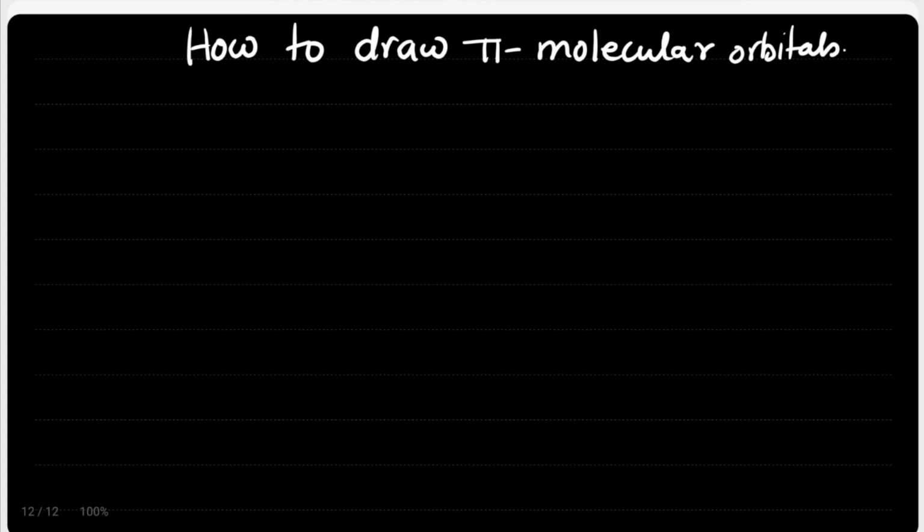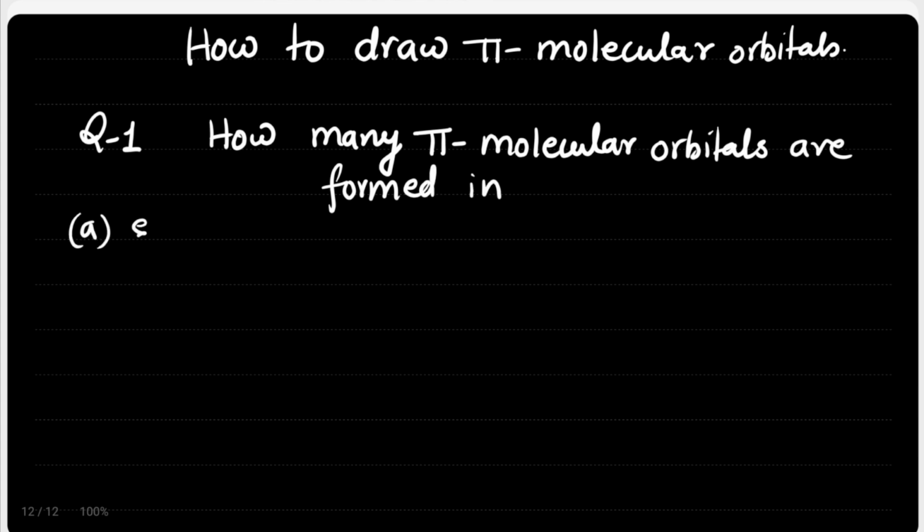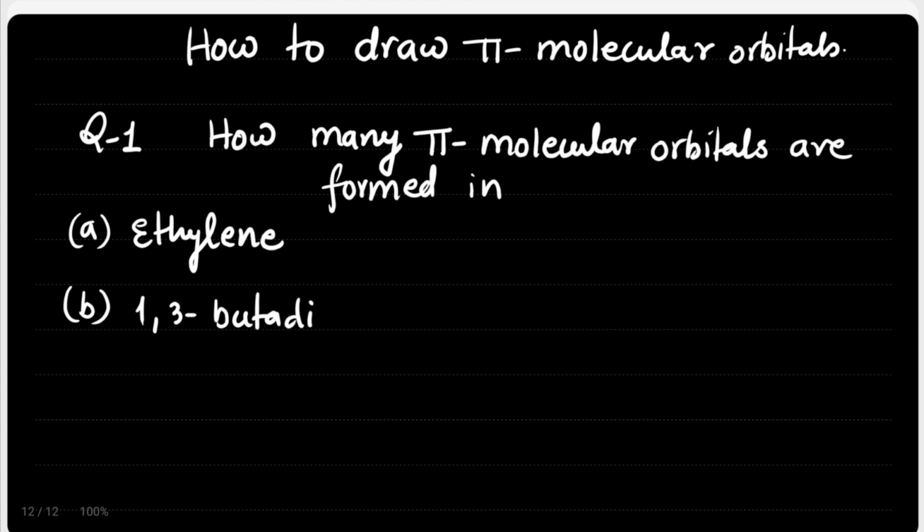Now before that, I am giving you a question. In this question, let us see how many pi molecular orbitals are formed in these. First one is ethylene. Second one is 1,3-butadiene. Third is 1,3,5-hexatriene. So let us see the solution.